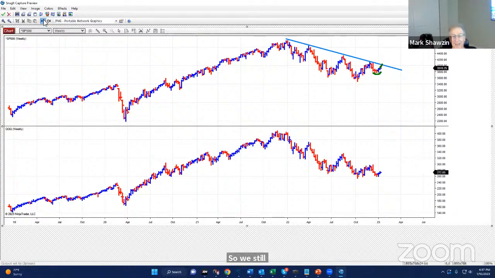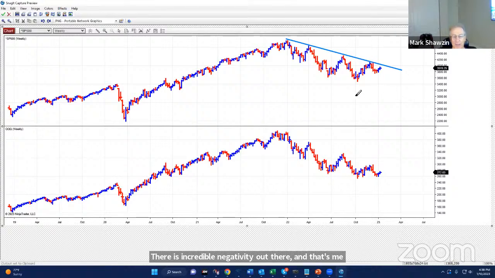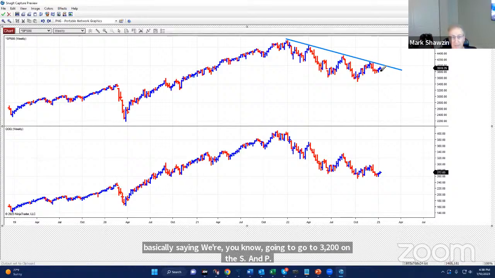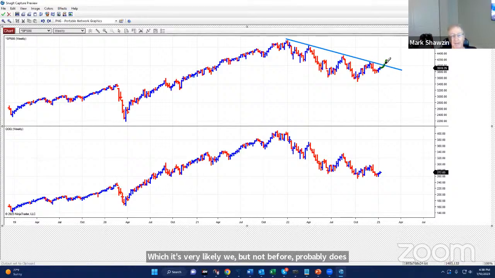There is incredible negativity out there. And that, to me, is also a problem. There's so much negativity, so much expectation of a market going down, that the market rarely accommodates everybody. And everybody is basically saying we're going to go to 3,200 on the S&P, which it's very likely we will be, but not before it probably does some nice head fake. And who knows? This could turn into an entirely new market.